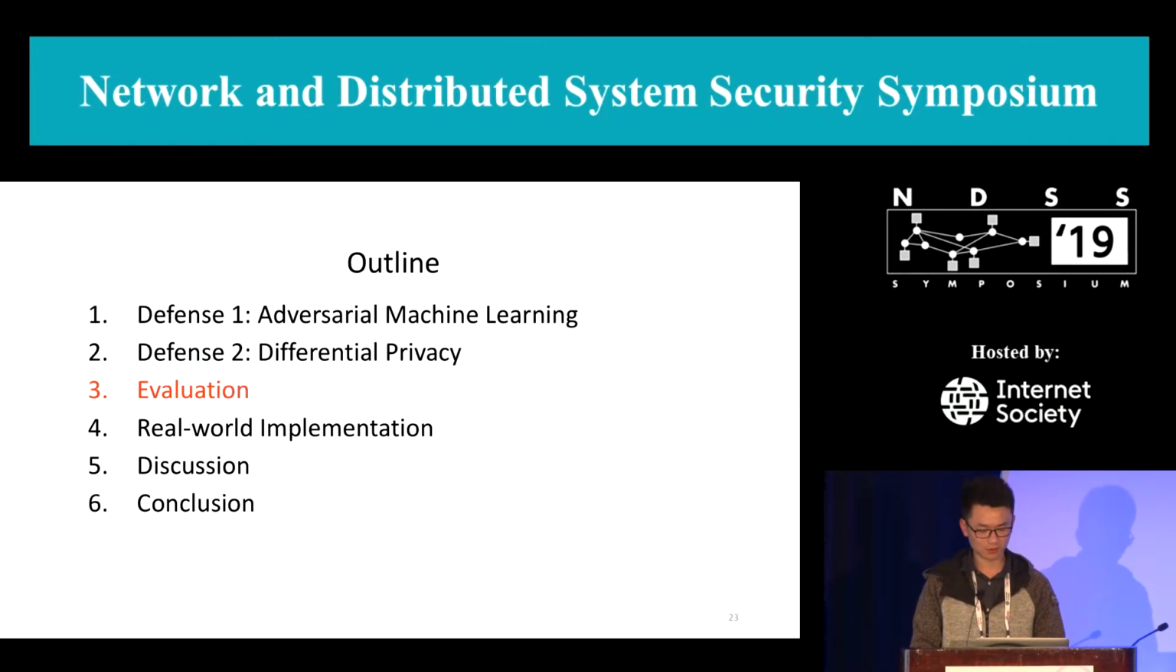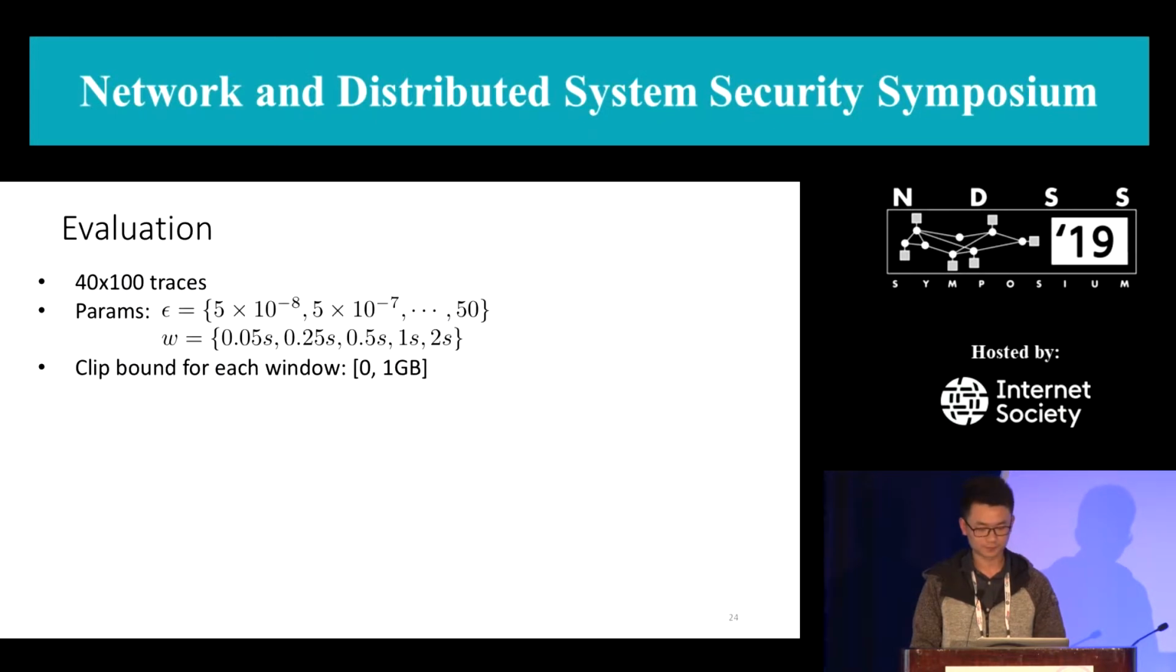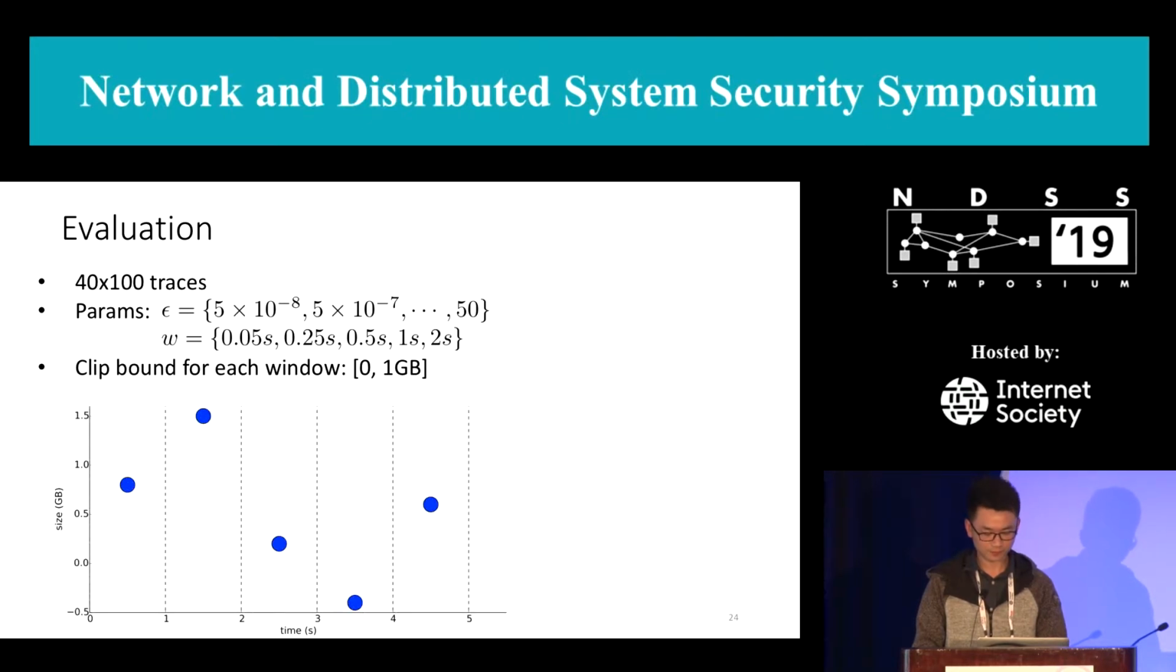So now let's go to the evaluation. We use the 40-video data set mentioned before, which contains 4,000 traces. For parameter settings, we use 10 different epsilons and 5 different Ws, so we have 50 different pairs in total. Also for each window, we choose a clip bound of 0 to 1 gigabyte to make sure the value in each bin is reasonable. So here is a simple example of the clip bound.